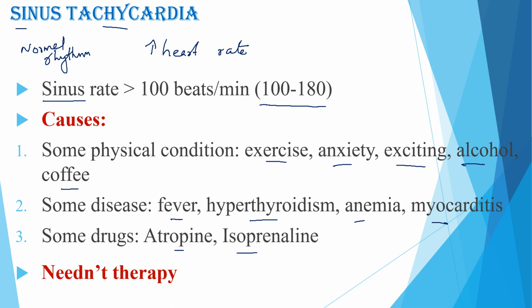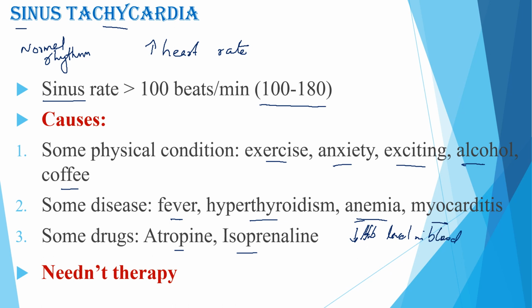Similarly, when there is a fever or hyperthyroidism, in such cases also the body demands more blood, that is, the metabolic rate increases. Then when there is anemia, how does anemia lead to tachycardia? When there is anemia, there is a decreased hemoglobin level in the blood.